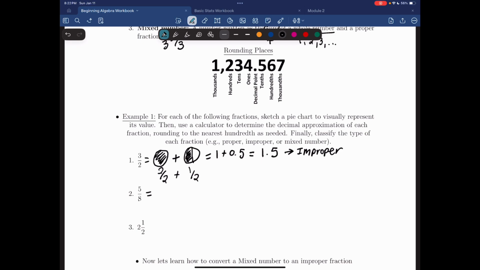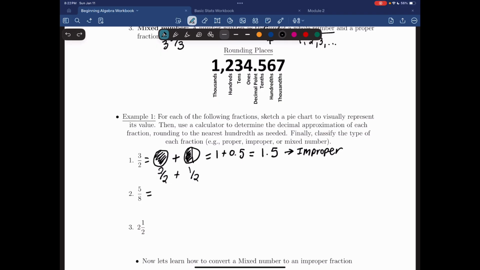So 8 is greater than 5, so we're not going to have a value of 1 or greater. This is just going to be a decimal. We know it's going to be 0 point something, something, something. So in that case, we're only going to have 1 pie. Let me draw that a little bit larger.